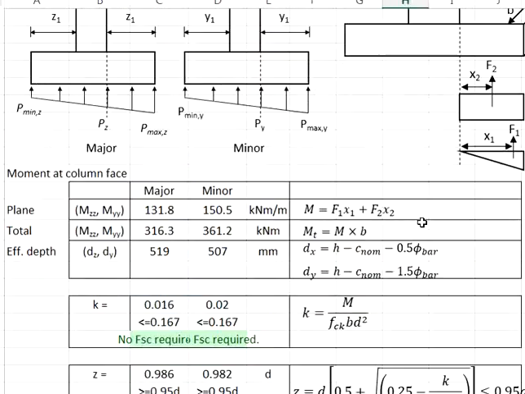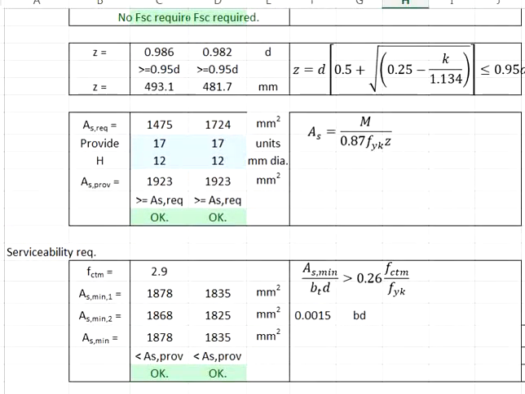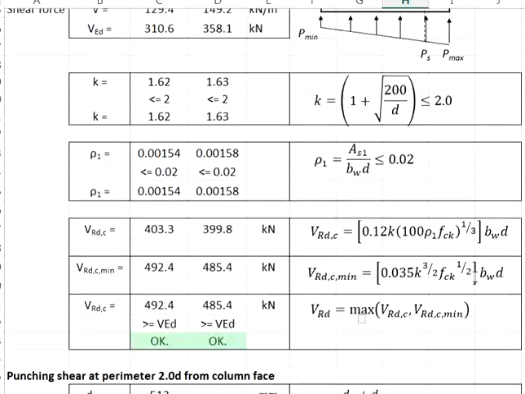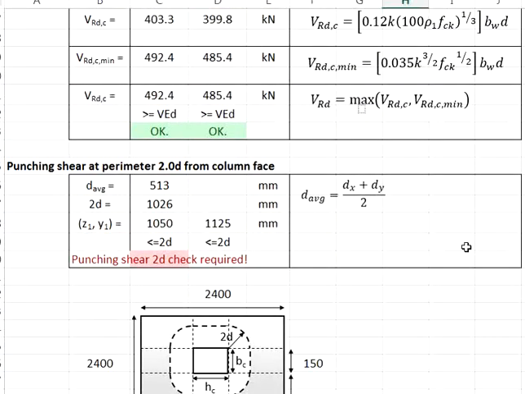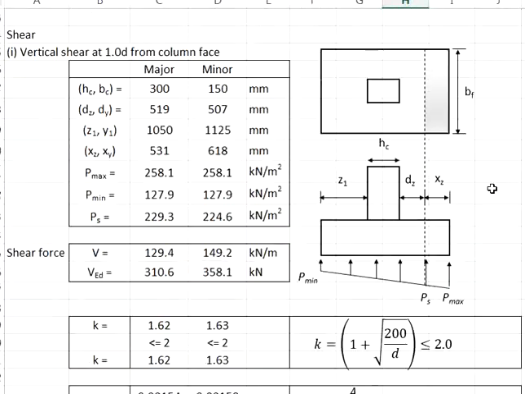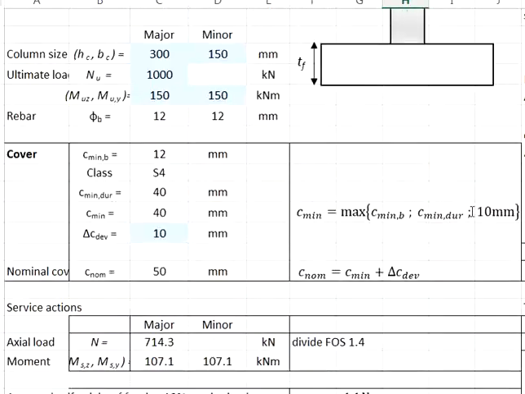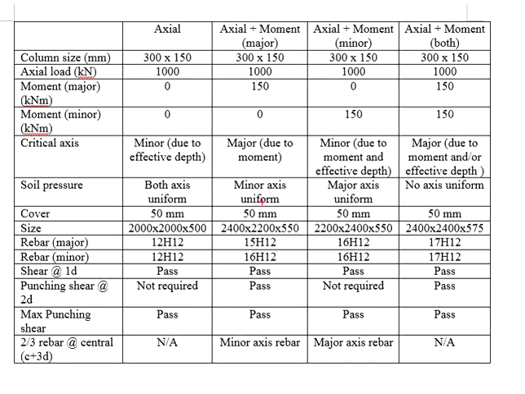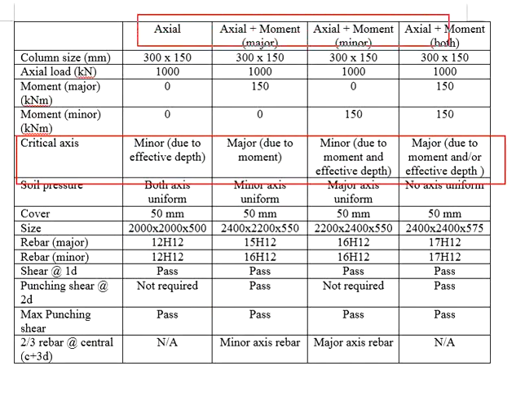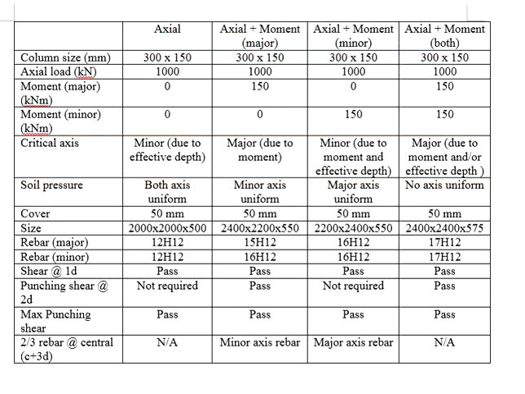The purpose is to demonstrate to you which axis is going to be more critical, so that you can look into the calculation steps and identify why they are more critical. We have summarized the critical axis under different circumstances. First, let us talk about the pad footing subjected to pure axial loads only.